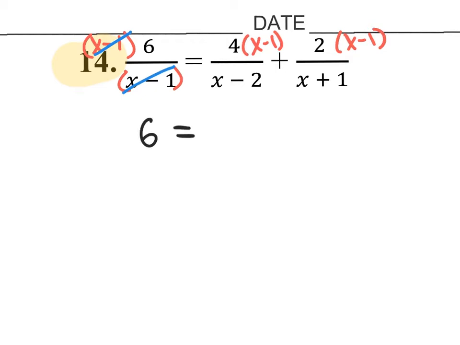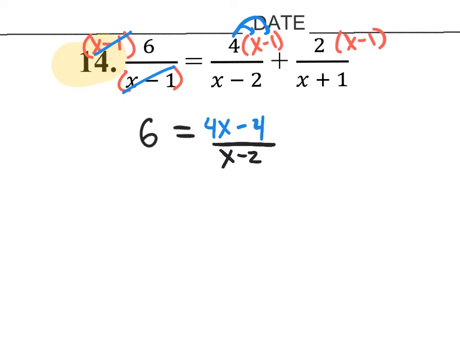Now, on the fraction that you see right here, it doesn't cancel. So you actually have to distribute. When it doesn't cancel, you multiply it. So I'm going to distribute 4 times x, that's 4x. 4 times negative 1, that's negative 4. And it's still over the x minus 2. Anyhow, let's move on to the next one.